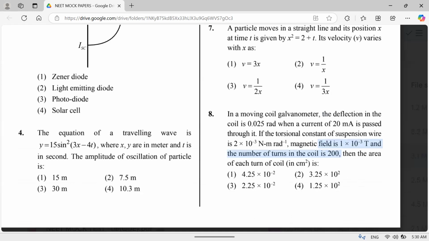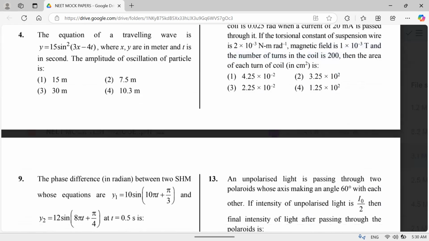Question number 4 is right now for me, the waves. I have not done that one.